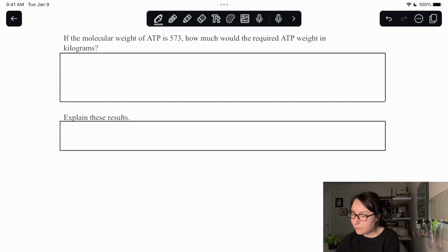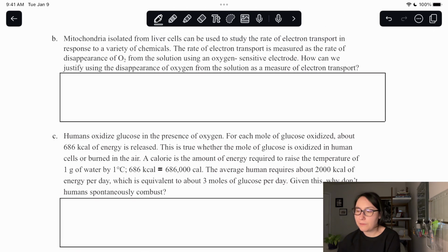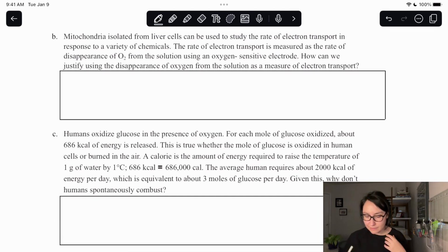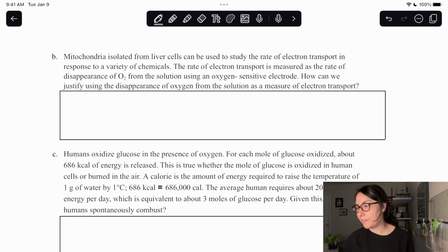All right. One more page to go, and we are then going to be done. So, the next one is all about mitochondria. Mitochondria isolated from liver cells can be used to study the rate of electron transport in response to a variety of chemicals. The rate of electron transport is measured as the rate of disappearance of O2 from the solution using an oxygen-sensitive electrode. How can we justify using the disappearance of oxygen from the solution as a measure of electron transport? This sounds really complicated. It's pretty darn simple.